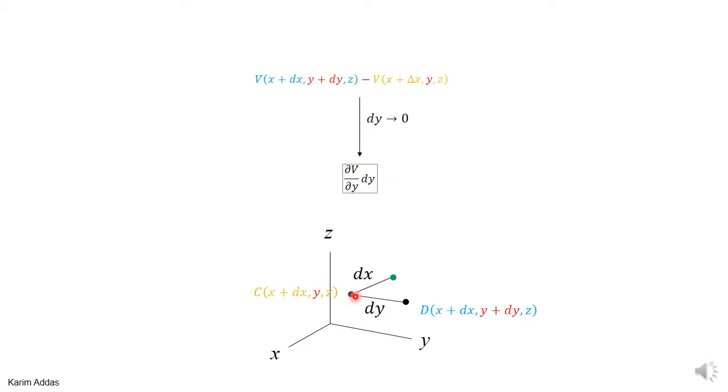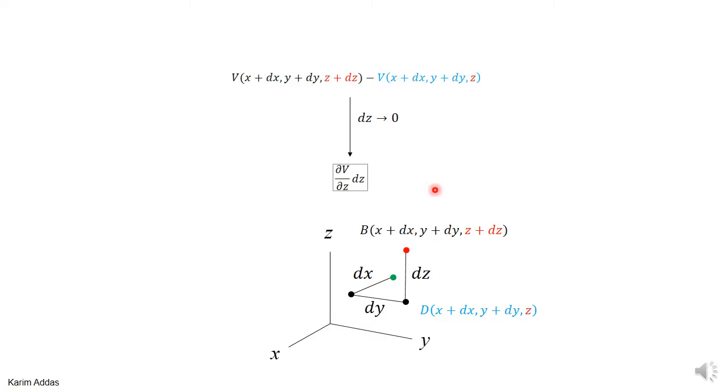What if you go from point C to point D, and in doing so you're only moving in the y direction an amount dy, so you're keeping x constant and you're keeping z constant, but you're only changing y. Y goes from y to y plus dy. And if you get the potential here at D minus the potential at A, isn't that just partial v by partial y dy?